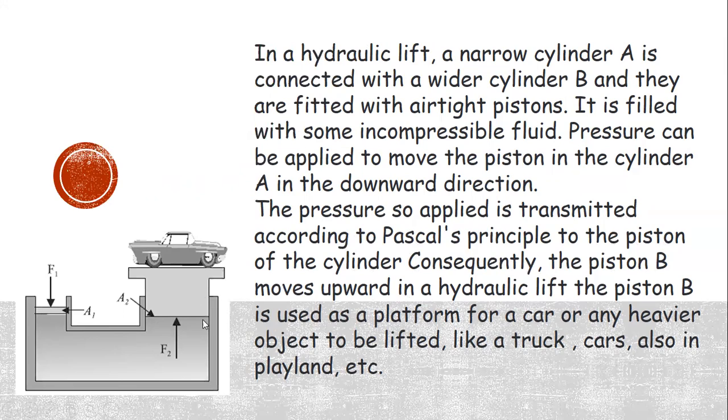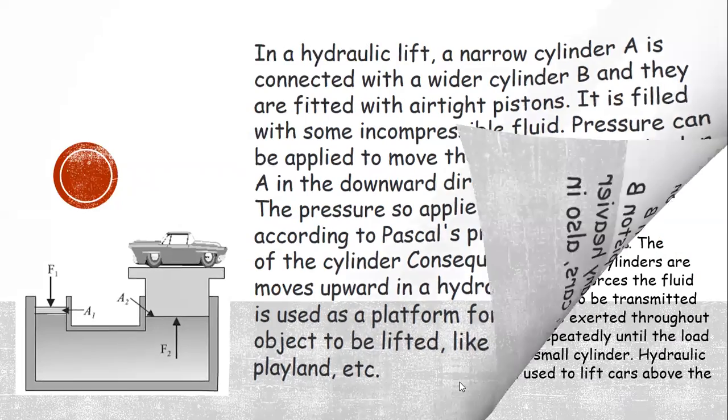Consequently, the piston B, because of F2, will move upwards in a hydraulic lift. The piston B is used as a platform for a car or any heavy object to be lifted, like a truck or car, also in playland. So this is the working, again the same way, of your hydraulic lift.